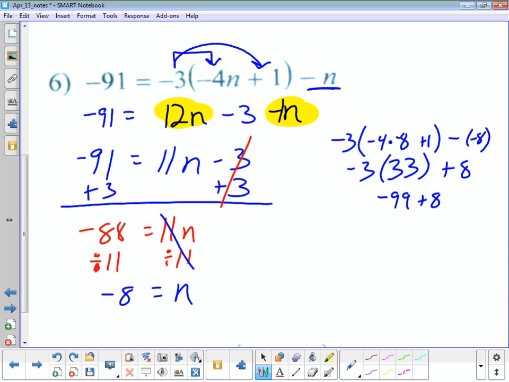Opposite signs, so I'm going to subtract them. 99 minus 8 is 91. They keep the sign of the higher value, so that's the negative. I get -91, which is what it says I'm supposed to get. So yes, n is a -8.